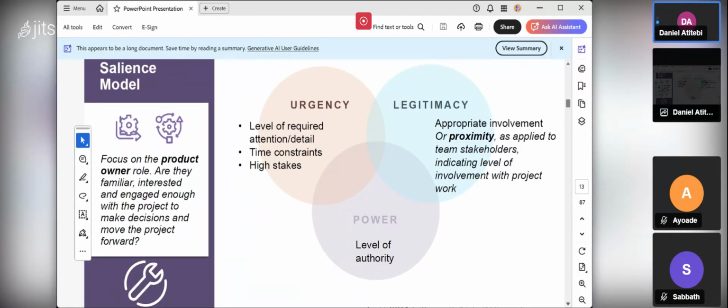You can also look at the salience model. You can see it is talking about urgency, legitimacy, and power. When you talk about urgency, you are looking at the level of required attention, details, time constraint, and high stakes. That's what I mean. When you're talking about legitimacy, you are talking about appropriate involvement or proximity as applied to team stakeholders, indicating the level of involvement with the project. That is another way you can use it, called the salience model.